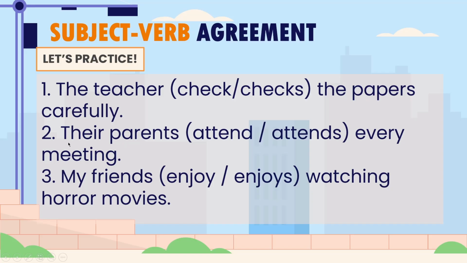Next, their parents attends every meeting. So our subject here is their parents, and we will choose the plural verb, which is the attend. So it became their parents attend every meeting. Next, my friends enjoys watching horror movies. Our subject here is my friends. So basically, our verb is enjoy.